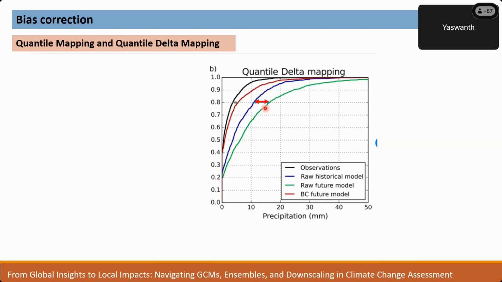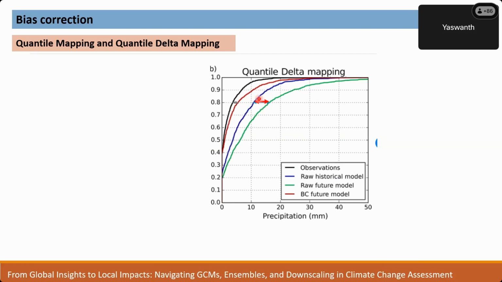So how this correction happens is, say for example, you have again the black line that is observations, the blue line, the raw historical model, and now the green line is the model value, the red line is the corrected future value. So how am I correcting these values?